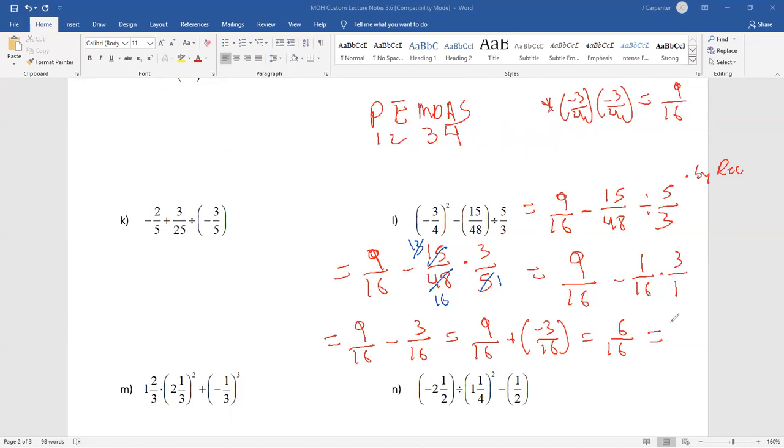But then 2 goes into both of those. 2 goes into 6 3 times. 2 goes into 16 8 times. So 3/8 is our answer.